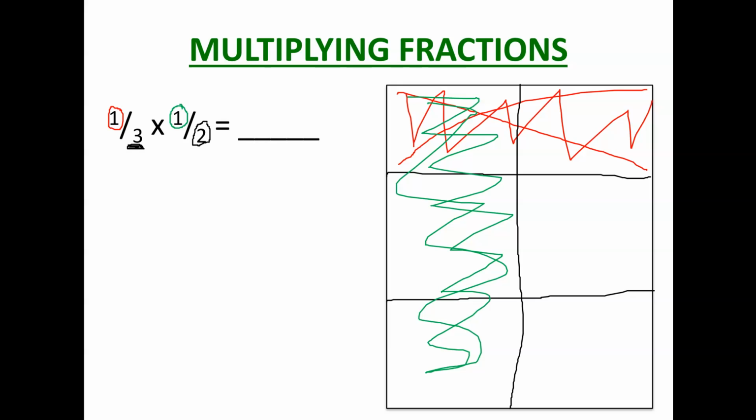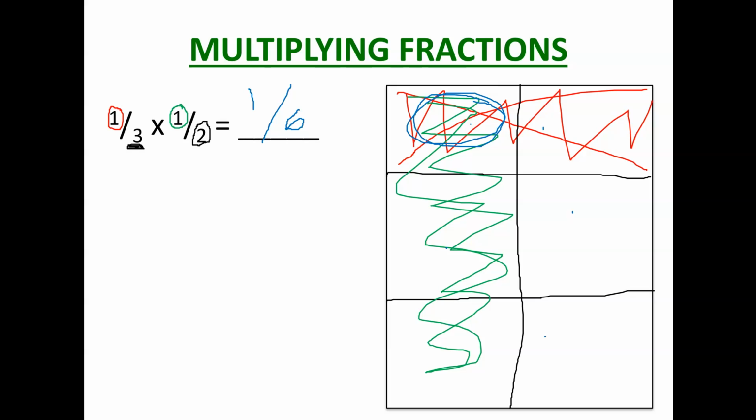All we need to do is look at how many slices have both colors, how many slices have both red and green in them. That's our numerator. So we have this one slice here that has both red and green. So 1 will be our numerator. And then our denominator is how many slices the pizza is now cut into. 1, 2, 3, 4, 5, 6. That's our denominator. So 1/3 times 1/2 is 1/6.